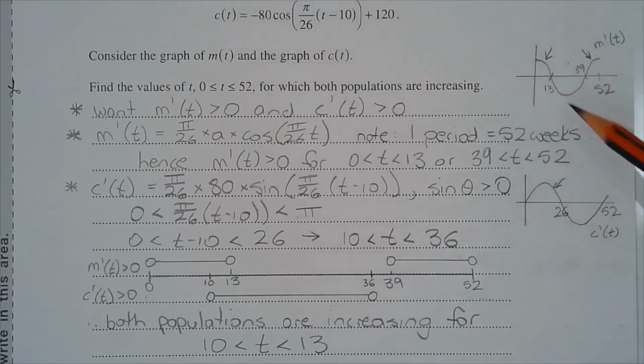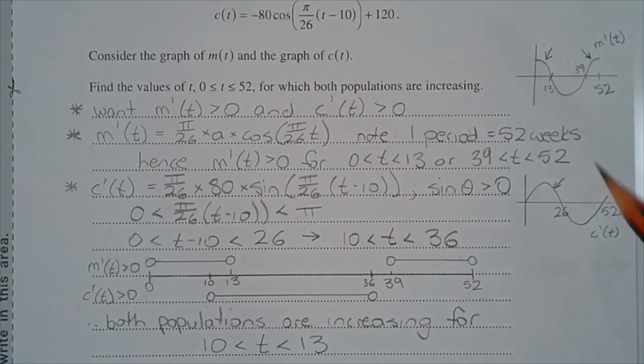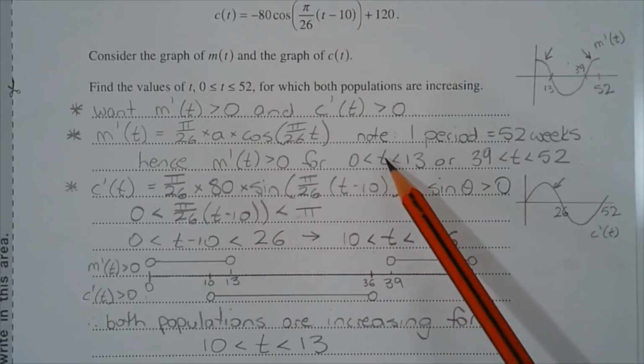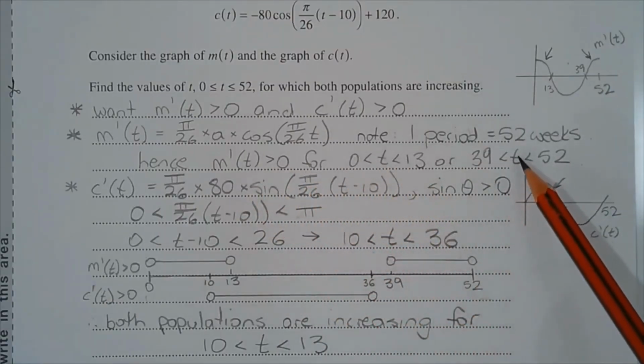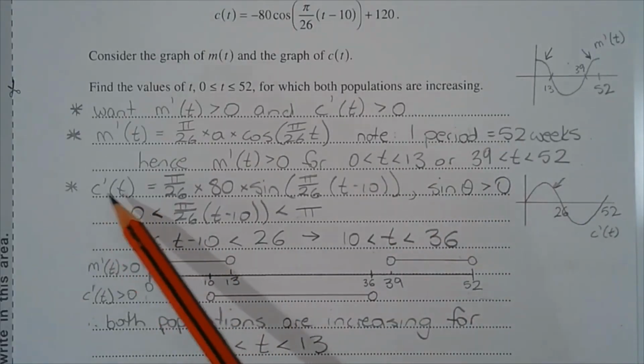Now note that due to the dilation, one period is equal to 52 weeks, and the part of the cosine curve that's above the x-axis, which is the part that we're interested in, is between 0 and 13 and 39 and 52 weeks. So m dash of t is greater than 0 for t between 0 and 13, or t between 39 and 52. Let's consider c dash of t, or dc dt.